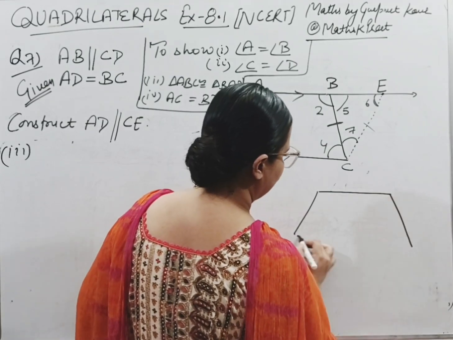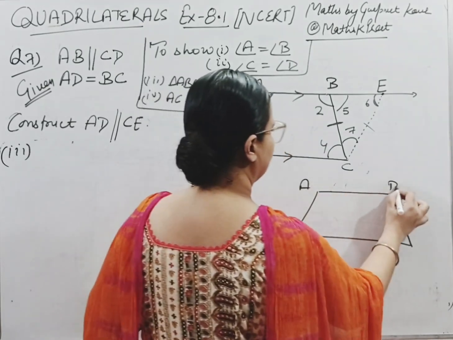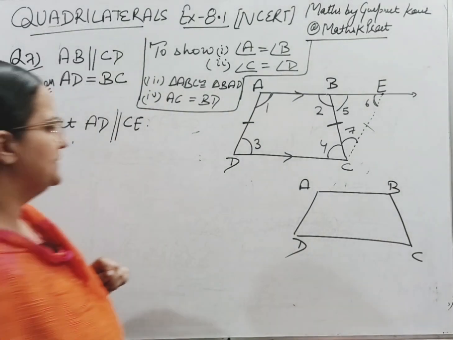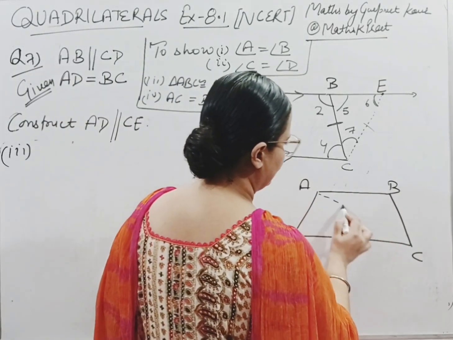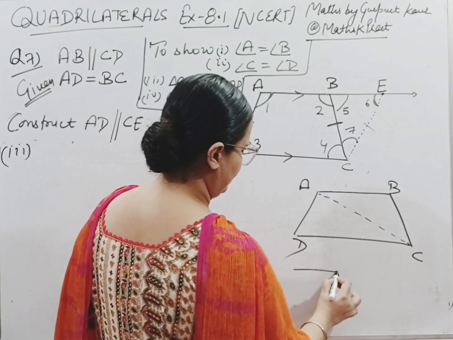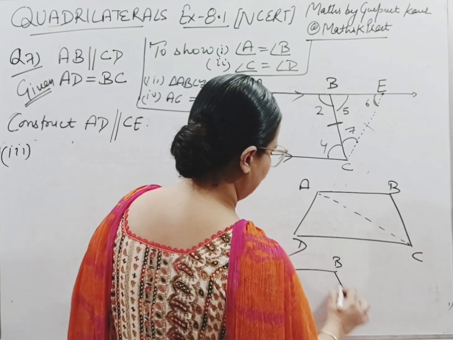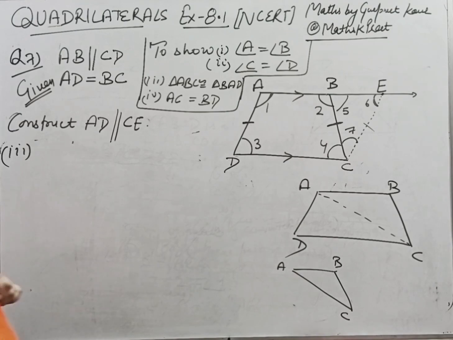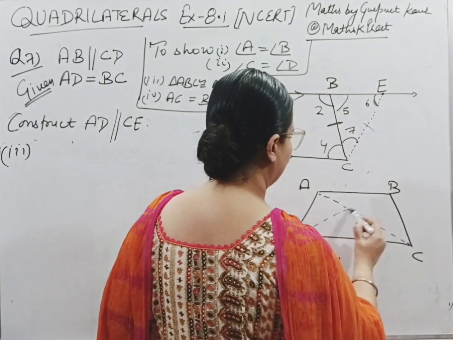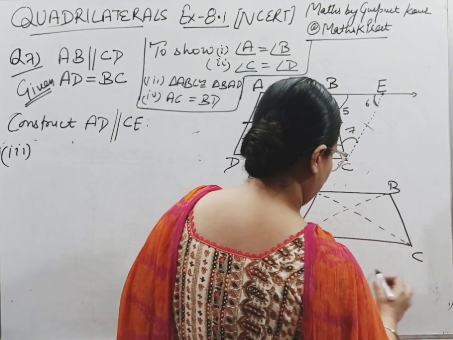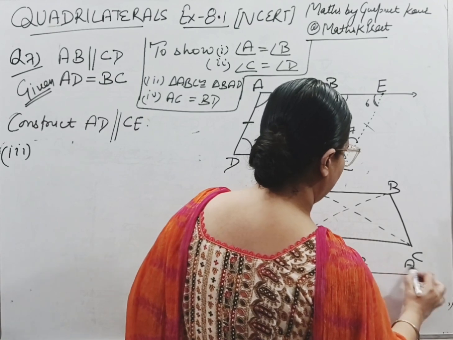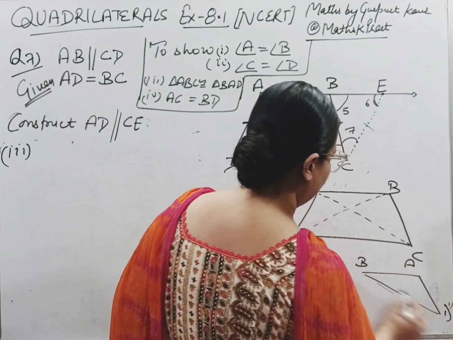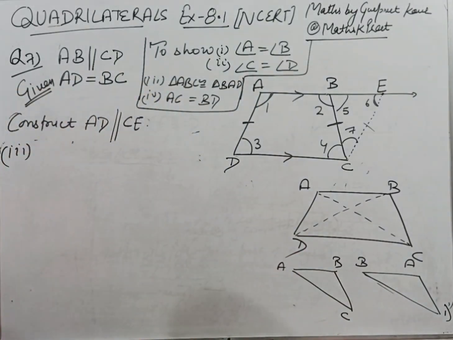Let me draw this figure again. This was the trapezium ABCD. It is saying that triangle ABC, this triangle. So let me draw this triangle A, B and C. This I have to prove congruent to BAD. For this I have to join the diagonal BD here. These are the two triangles that I have to prove congruent.